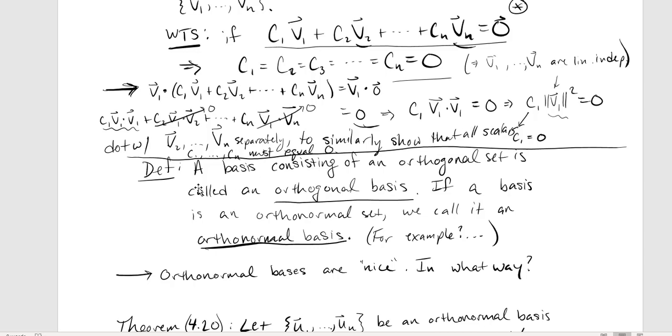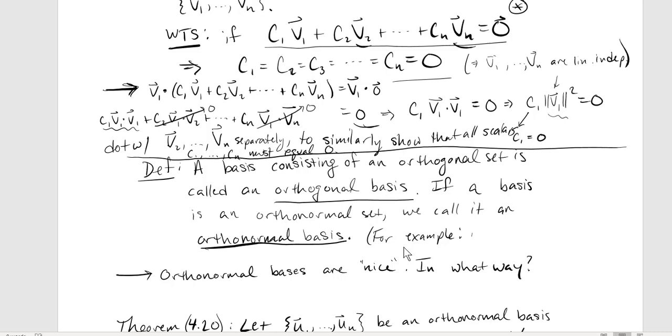Let's define something here. Let's look at this definition. A basis consisting of an orthogonal set is called an orthogonal basis. Not a big leap there, just giving an obvious name to something. If a basis is an orthonormal set, so all the vectors are orthogonal to each other and unit length, we call it an orthonormal basis. So you might want to think, can we remember an example of one of these orthonormal bases we've already seen? Yeah, I think you've seen quite a few of these actually.